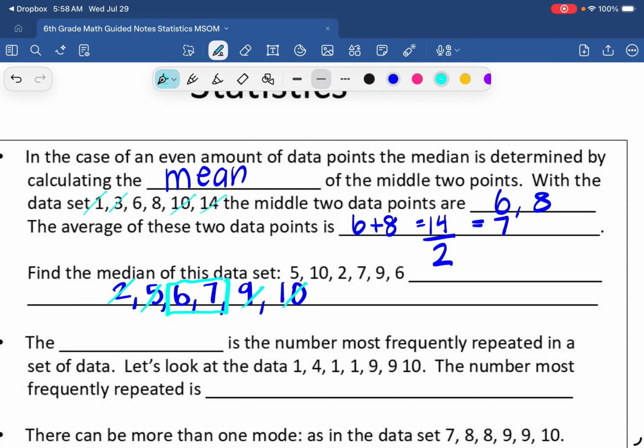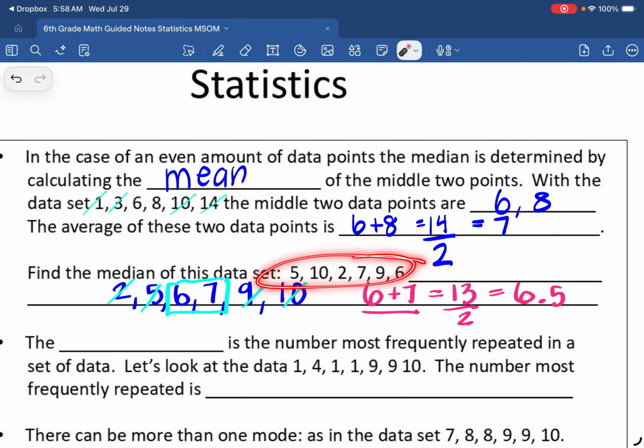That means I need to find the mean of those data points. So I'm going to go 6 plus 7, which is 13, and divide that by 2 because I'm finding the mean of 2 points, and that mean is 6.5. So the median of this data set is 6.5.